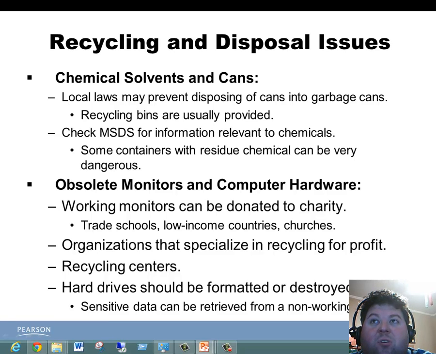Some organizations will specialize in recycling for profit. I don't know of any in Shreveport, but there might be some. In larger cities, what you find is that there are companies that will pay you a little bit and take your machine and recycle it. Or you may find a nonprofit that's willing to take your machine and delete everything off of it to recycle it. Again, on here they mention what I just said: hard drives need to be formatted or destroyed because sensitive data can be retrieved from a non-working drive.